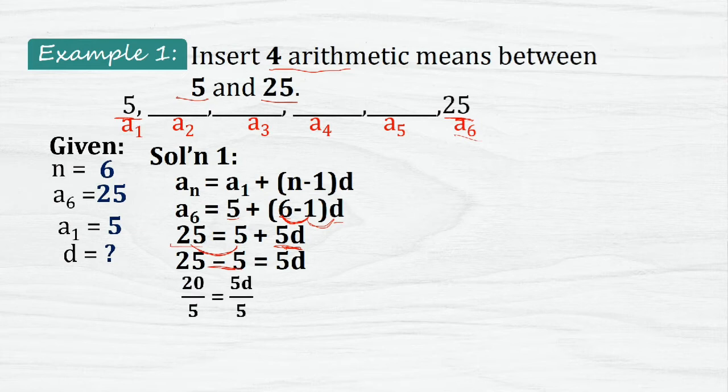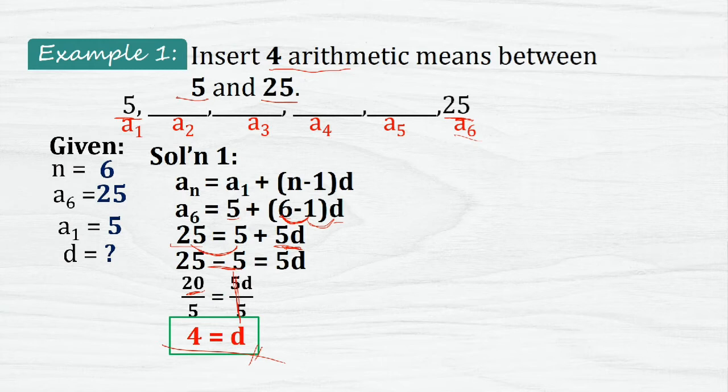So 25 minus 5 is 20. And then in order for us to get the value of the common difference, we have to divide both sides by the coefficient 5. So 20 divided by 5 is 4. It means that the value of the common difference is 4.